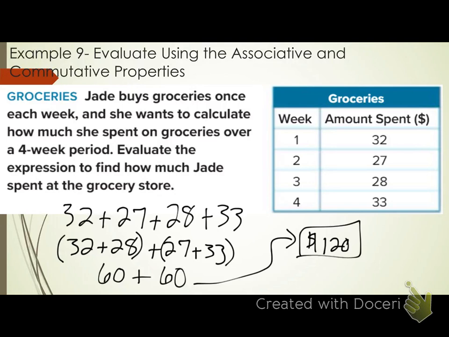Questions on example 9. We were able to use our commutative property here and our associative property within the same problem. We good?